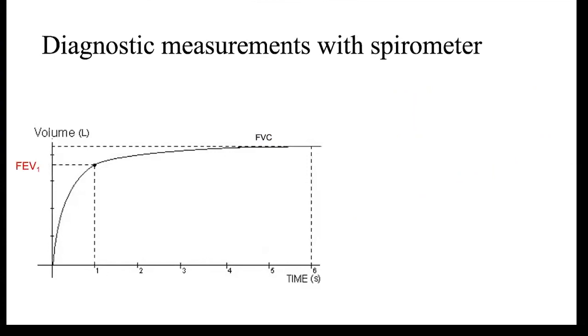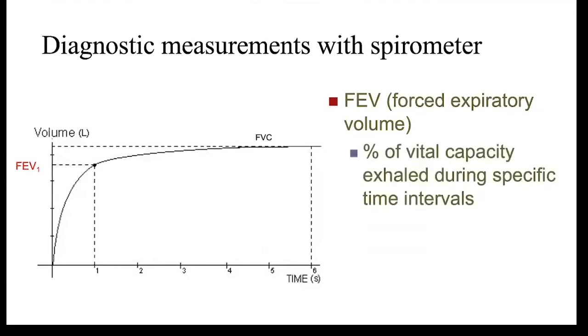The second diagnostic measurement is forced expiratory volume, or FEV. This is the percentage of vital capacity exhaled during specific time intervals. For diagnostic purposes, the time interval is usually the first second. We can designate the first second by putting a subscript 1, FEV1.